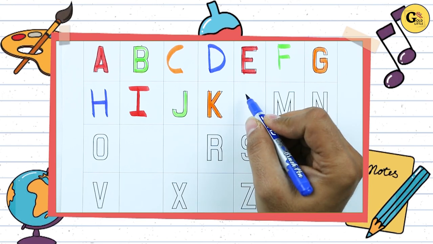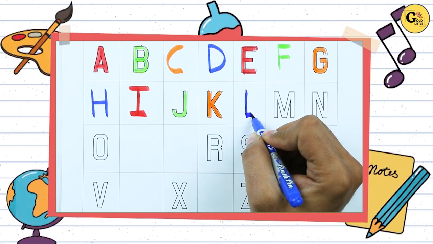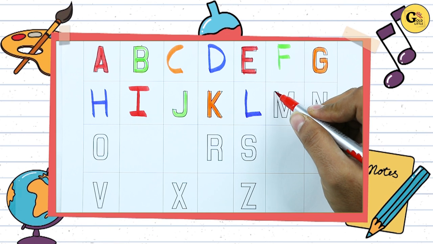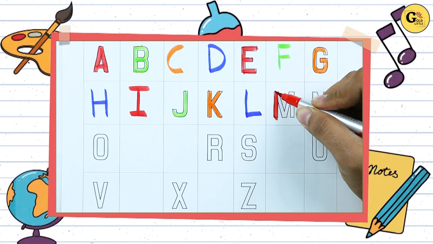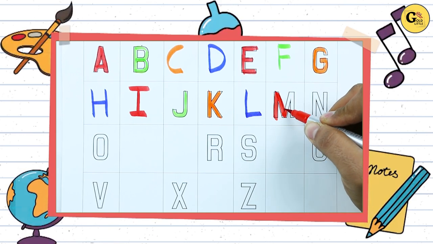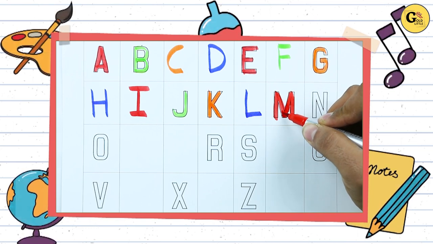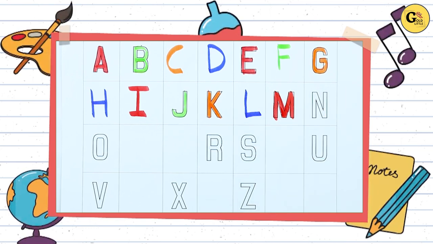Tell me. L. Very good. L for lion. What next? M. M for monkey. M for monkey. M with red color.